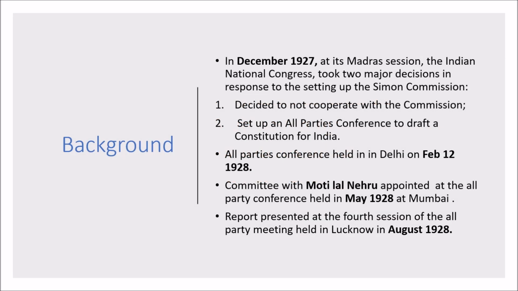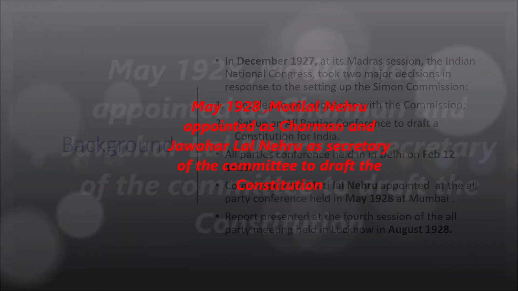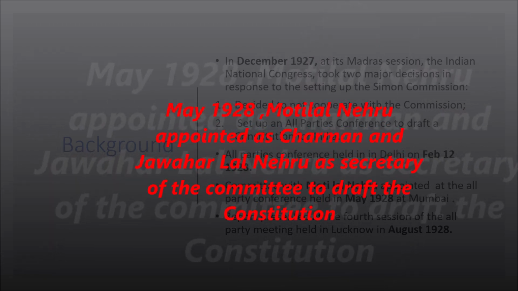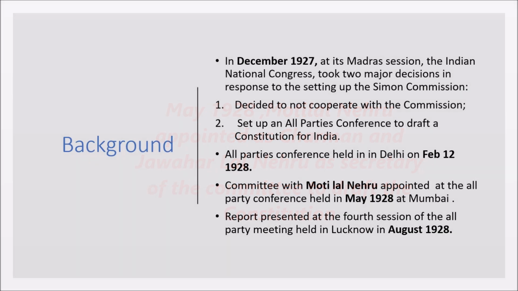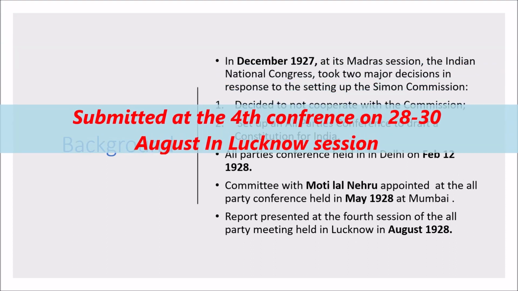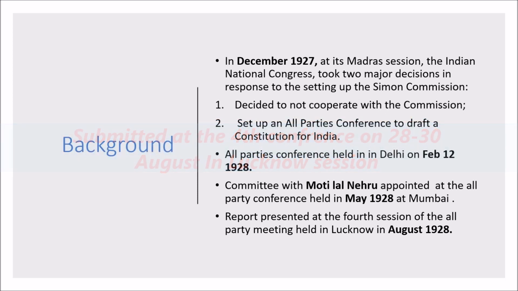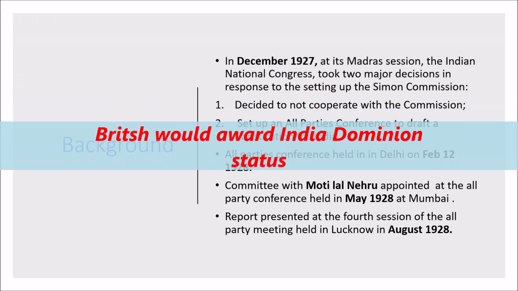After that, at the Bombay meeting in May 1928, the All Parties Conference appointed a committee under Motilal Nehru as its chairman and Jawaharlal Nehru as the secretary to consider and determine the principles of the Indian Constitution. The report was presented in the fourth session of the all-party meeting held in Lucknow in August 1928. The central theme of the committee's recommendation was on the assumption that the country's new constitution would be based on the fact that the British would provide dominion status to India.